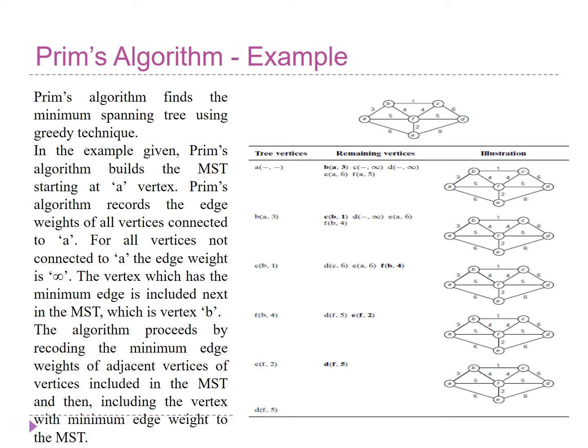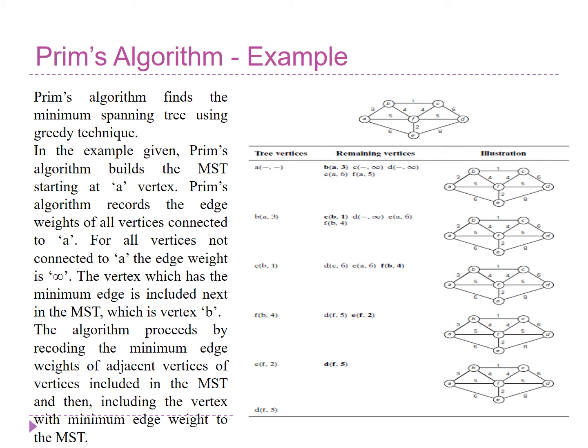So now C is connected to vertex B with an edge weight of 1. D is not connected to any vertices, that is, it is not connected to either A or B, which are included in the minimum spanning tree.